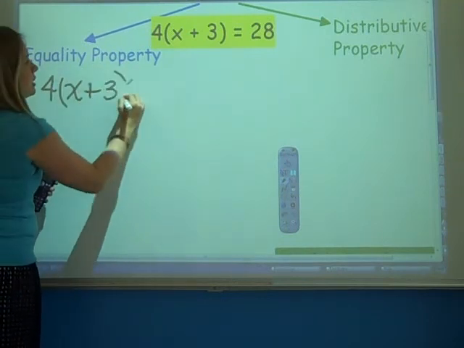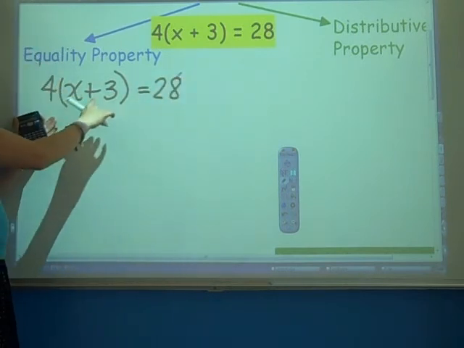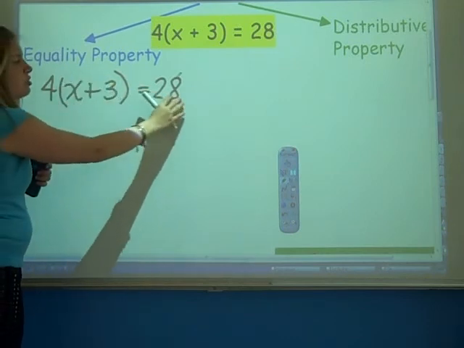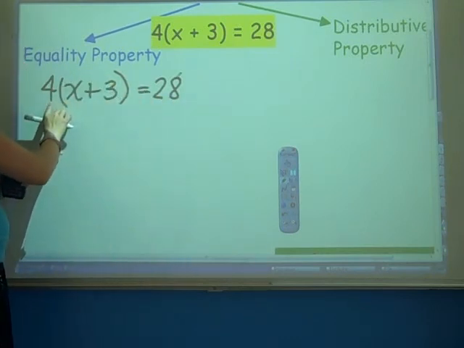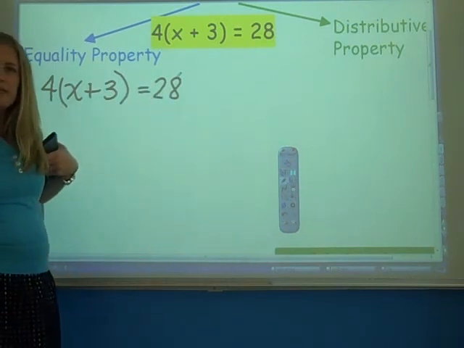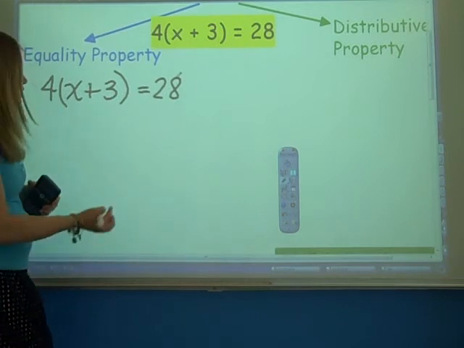4(x + 3) = 28. The number outside my parentheses means 4 times a big quantity equals 28. If I see that that 4 can be easily divided into the number on the other side of the equation, you want to do that first. It'll minimize the amount of work that you have to do.